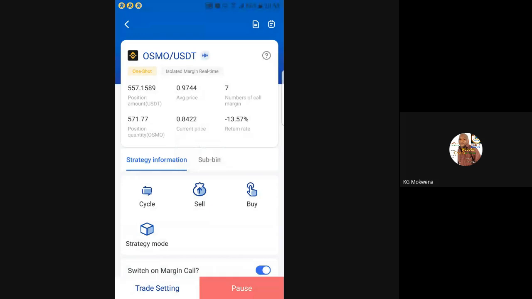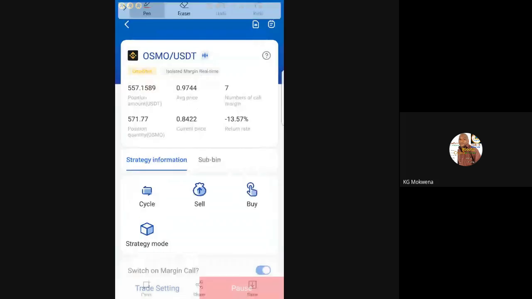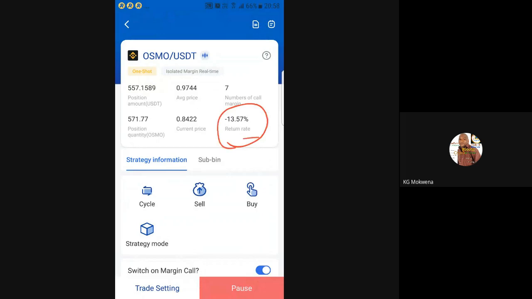There was a dip, and now the robot has placed the call. Something happened, and the robot placed the call. Can you see what transpired now with the return rate? Now, minus 48 has been reduced to minus 13.57%. That's the return rate. So now just imagine so much a reduction.